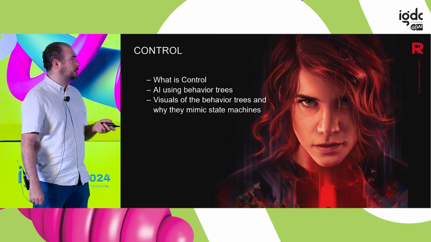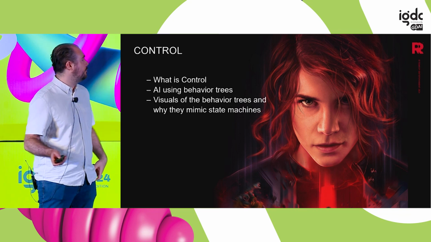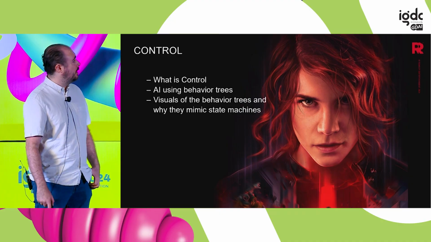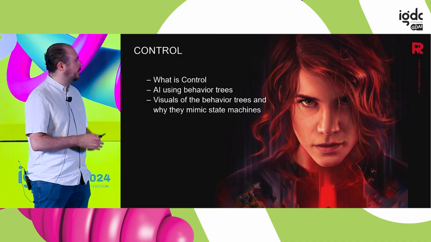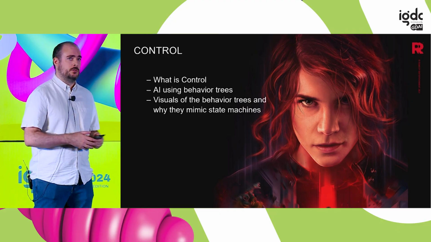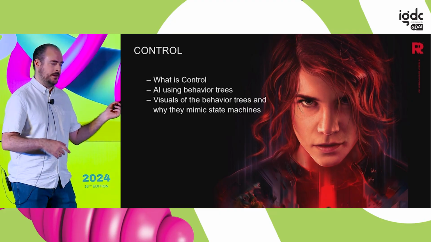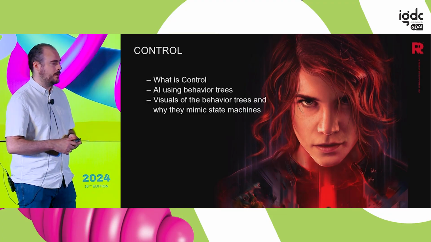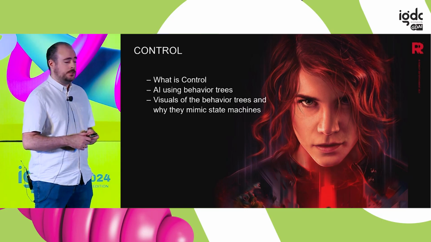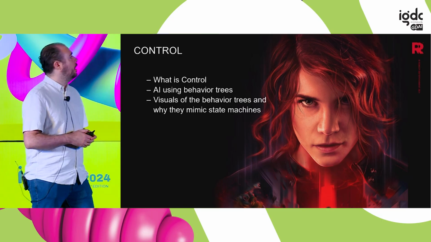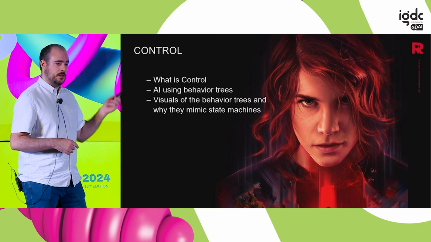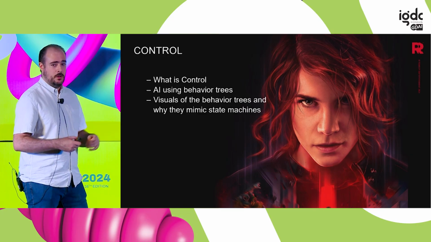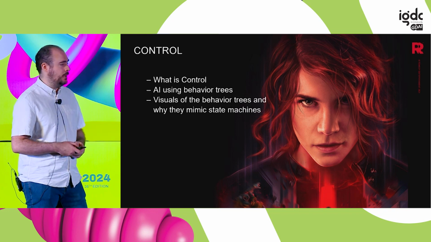We're going to talk about Control. This is a game which Remedy developed in 2019. It is an action-adventure third-person shooter where you go through a supernatural and paranormal game world, fighting lots of enemies in groups and also the occasional boss battle. It was AI done purely in behavior trees. So for the next few slides, I have some examples of production content which we shipped the game with and why these things actually mimic behavior trees.